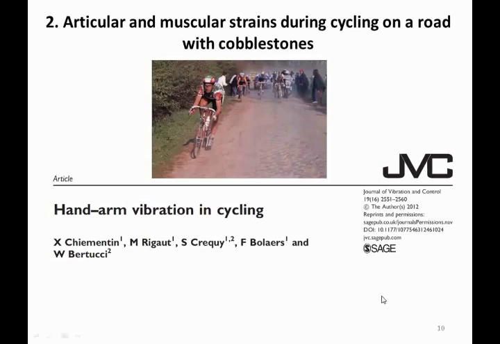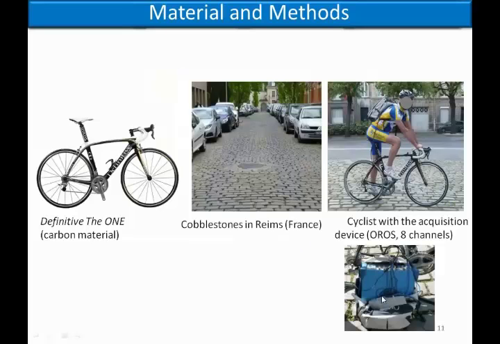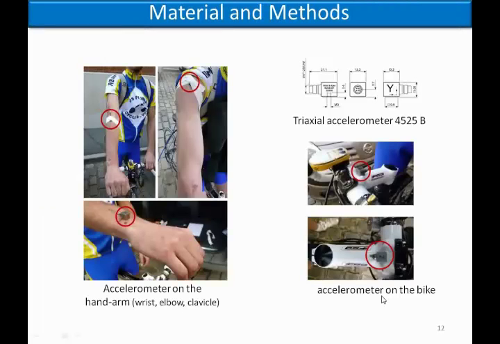Now, we present to you the vibration exposure during cycling in the extreme condition on cobblestones. This data is from the experimental study on arm vibration in cycling. The measurements were performed on a road with cobblestones. The accelerometric data acquisition was performed with the OROS device. The triaxial accelerometer was placed on the stem of the bike, on the wrist of the cyclist, and on the elbow and clavicle.